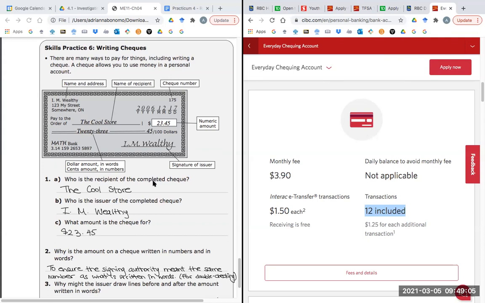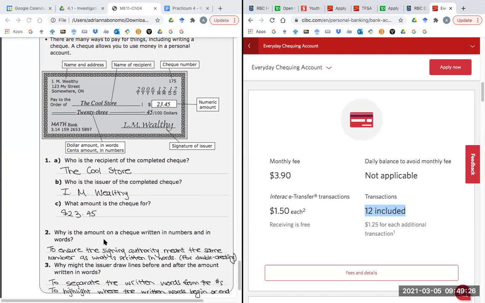So in this case, the check is written to the Cool Store. They are the recipient of this completed check. They are the ones receiving the check. Who issued the check? I am, Wealthy Clever. They're the ones who wrote the check and are sending it off. And the check is written for an amount of $23.45.